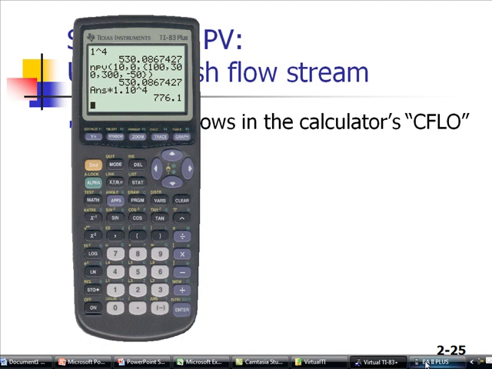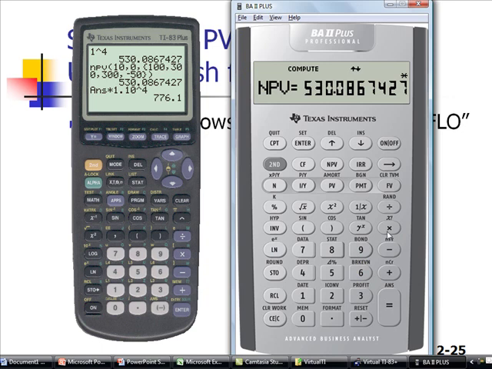I could do something similar on the TI BA2 Plus. I could take this value times 1.1 to the power of 4 and get $776.10.